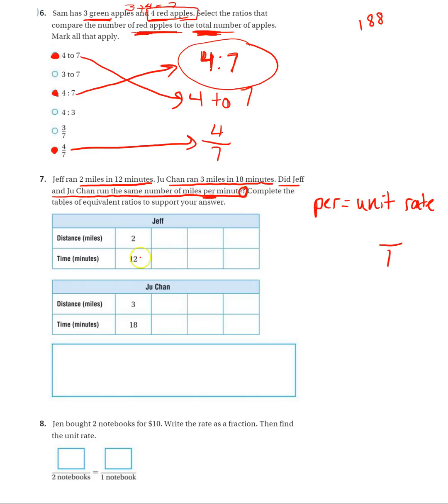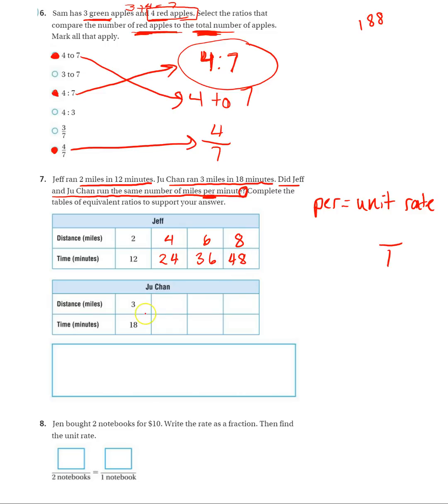So 2 miles, he went in 12 minutes. So if he goes another 2 miles, that would be another 12 minutes. If he goes another 2 miles, it'd be another 12 minutes. And another 2 miles, and another 12 minutes.